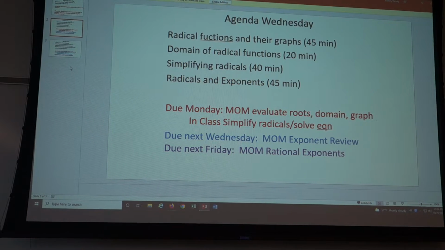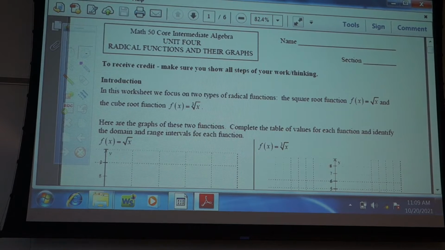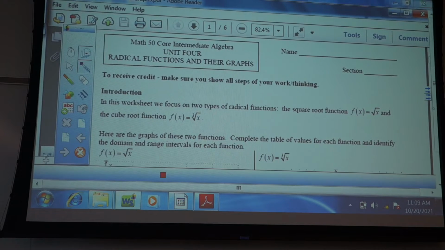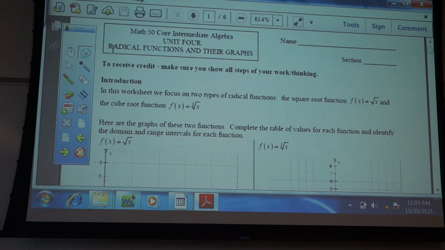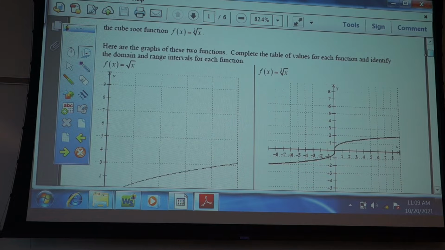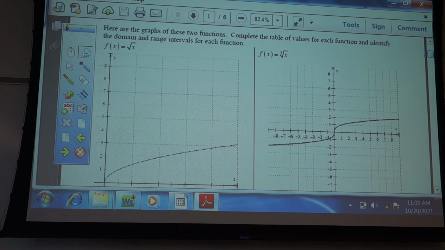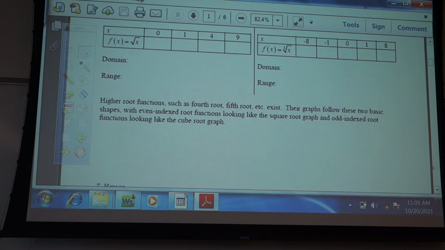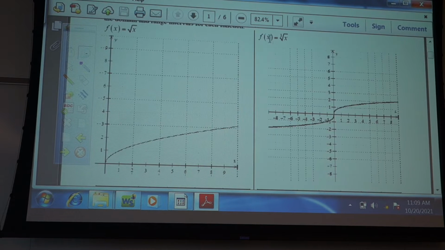But what we're going to work on to start with is going to be this radical functions and their graphs. So we're going to go through this one together. So make sure you show all your work as we kind of go through this. So we're going to be looking at two types of functions. The square root and the cube root. Here are their graphs. I'm going to make this a little bit smaller.